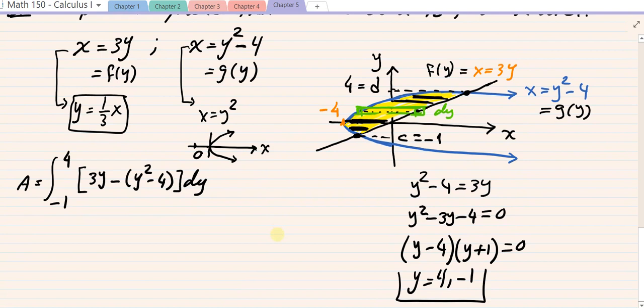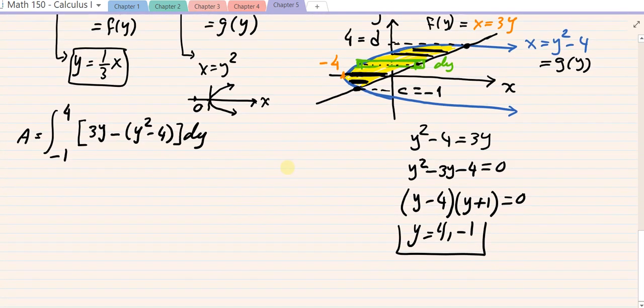And there you have it. Simple. Now, one thing we have to be careful about here: over the interval from -1 to 4, throughout that entire interval, the function on the right side, the line, lies entirely to the right of the parabola.